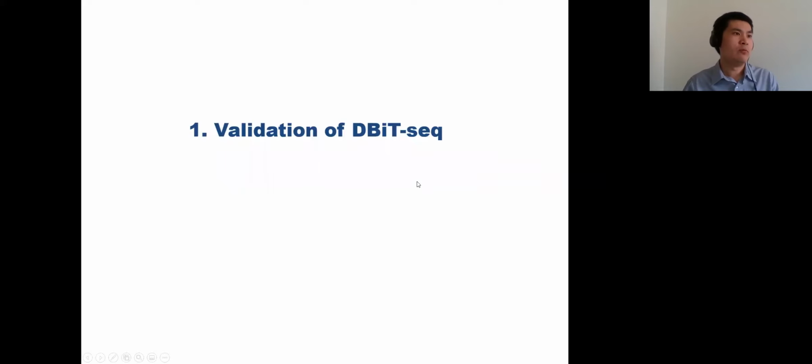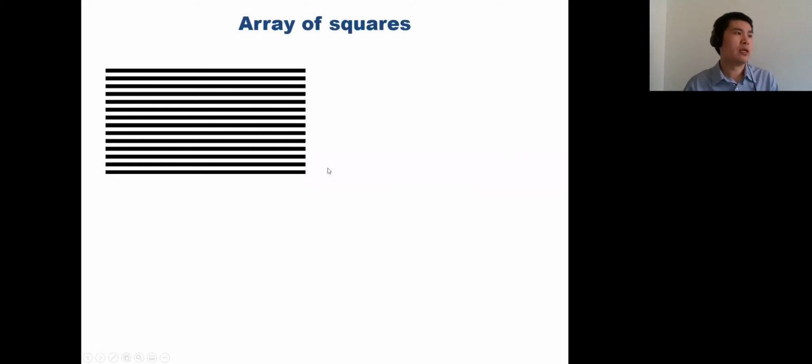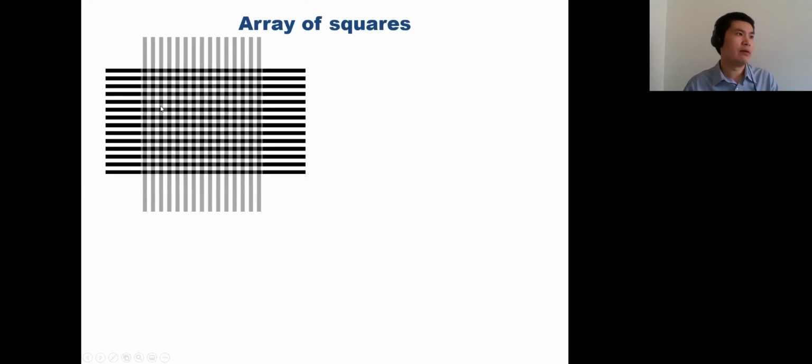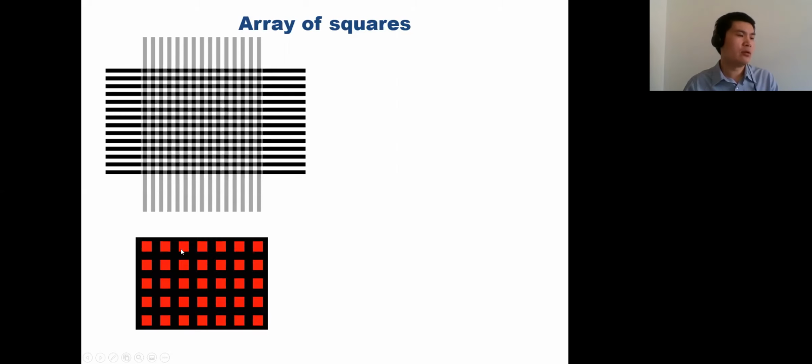Okay, so the validation of the DBiT-seq technology is pretty straightforward because you have basically a first direction of channels. You flow the first solution, then you have a second direction of channels. Basically, you are looking for squares. Those arrays of squares, each square will be a hotspot which will be later sequenced. So what you are looking at will be just those squares. The square area will be where the samples will be processed later.